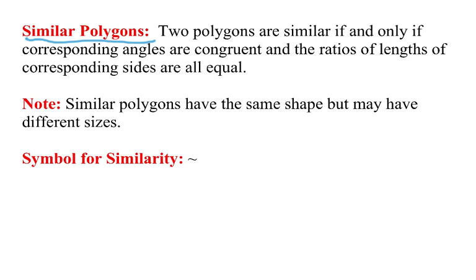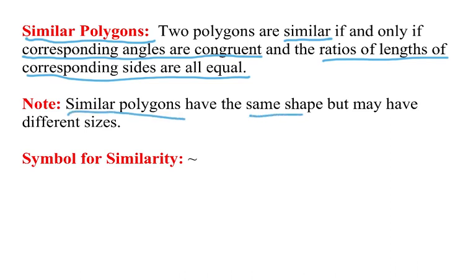Two polygons are similar if and only if corresponding angles are congruent and ratios of lengths of corresponding sides are all equal. Now, triangles are a type of polygon, so this statement would also be a definition for similar triangles. Two triangles are similar if and only if corresponding angles are congruent and ratios of lengths of corresponding sides are all equal. The big idea of similarity is that similar polygons have the same shape but potentially different sizes.